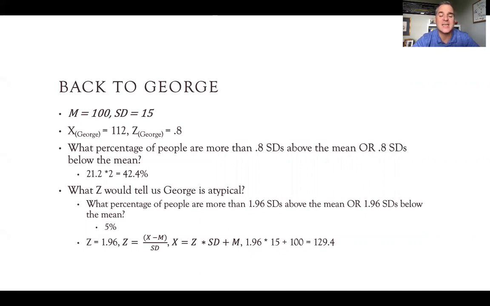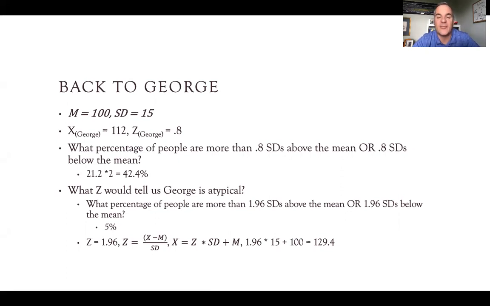So if we know that Z is X minus M over SD, we can do a little bit of algebra and we can see that I can calculate X as Z times SD plus the mean. So in this case, 1.96 is that critical value of Z when we'd be too far away, times 15, the standard deviation here, plus 100, which is the mean. So 129.4. If George had received 129.4 on the exam, we would say he is of atypical ability.